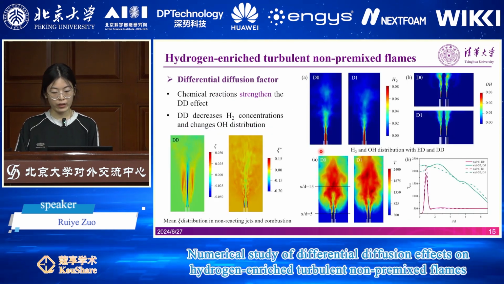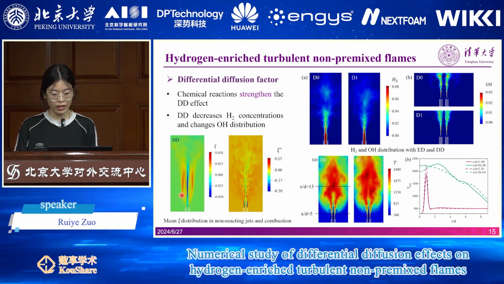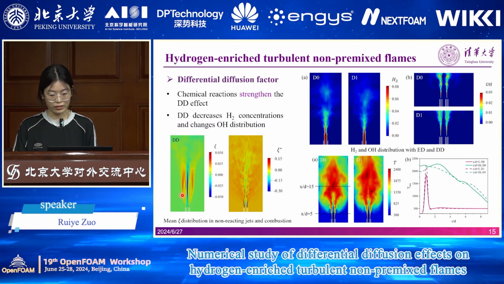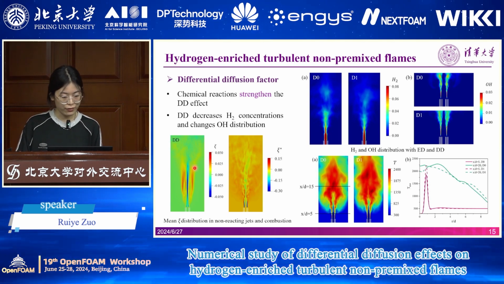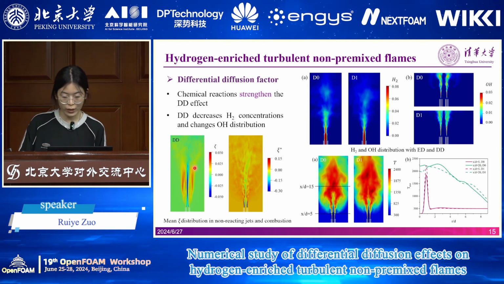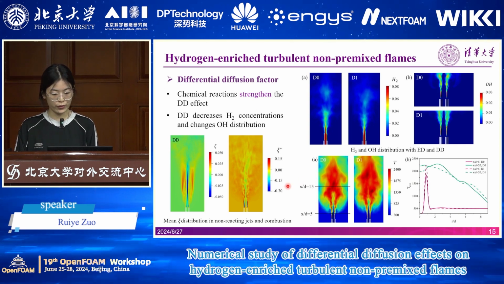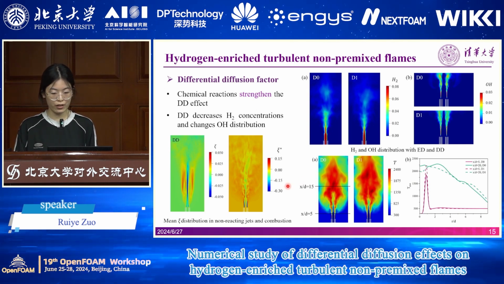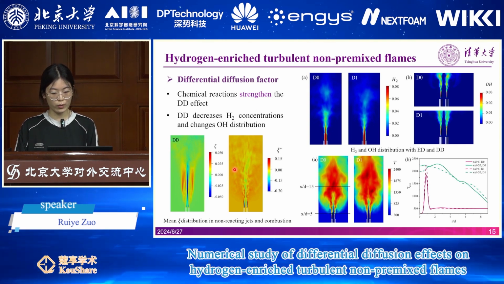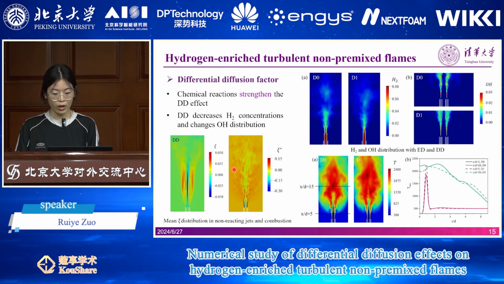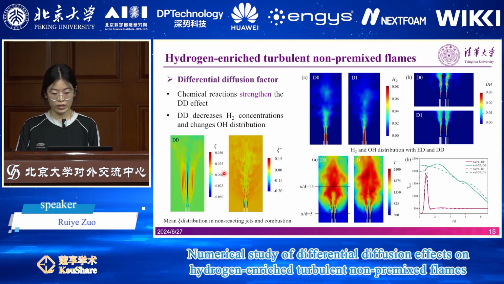And we compare the mean differential diffusion factor in non-reacting jets and diffusion combustion, as shown in this picture. The left is non-reacting jets. The value range of differential diffusion factor in combustion is much wider than in non-reacting jets. This is because the chemical reaction consumes fuel, which promotes the diffusion, thus strengthening the differential diffusion effect.